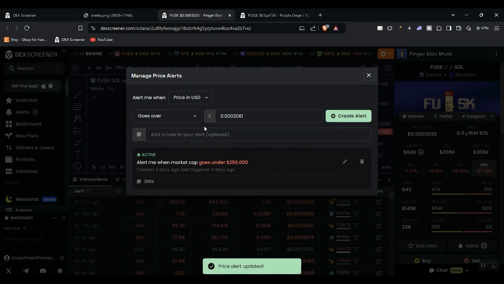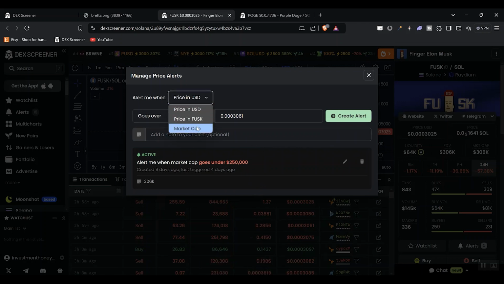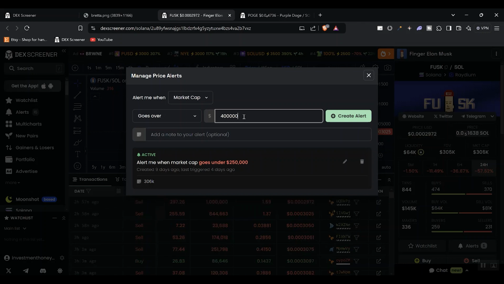Now, I will set an over alert on this one because I want to watch to see if this one actually does correct itself from these levels. So we've got it going over, and like I said, let's see if it can get to 400. 400, I think, is a pretty good indicator that it could decide to move back up. And again, 306 is what we're setting this at.